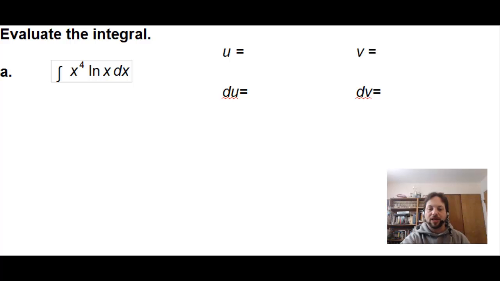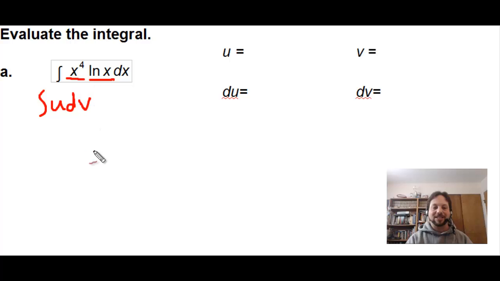For our first example, take a look at this integral, the integral of x to the fourth times the natural log of x dx. As much as I would love to do a u-du substitution, it's just not going to work here. So what I need to do is integration by parts. Now, recall that this is going to equal u dv. So, in order to do this, I need to choose one of these two factors to be u, and one of these two factors to be dv.